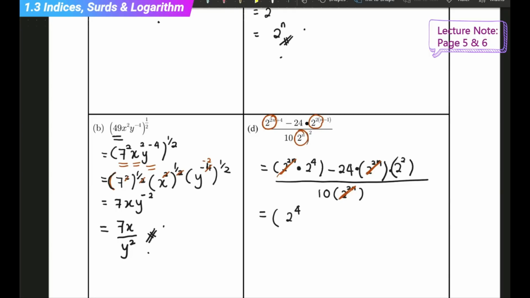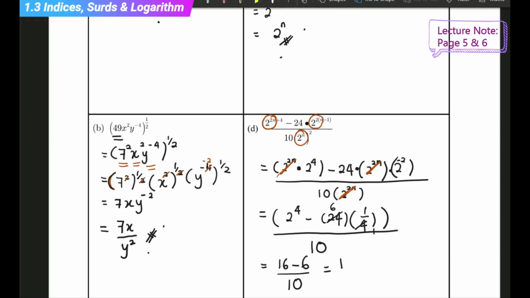2 to the power of 4 minus 2 to the power of negative 4. We have a negative here. 2 to the power of negative 4 means it will become 1 over 2 to the power of 4, right? Dividing by 10. So this one becomes 4, this one becomes 6. So 2 to the power of 8 and 2 to the power of 4 is 16. Minus 6 divided by 10. So we have 10 divided by 10 will become 1. So this is the trickiest part, but I'm sure you have no problem with it. Okay, thank you, class.